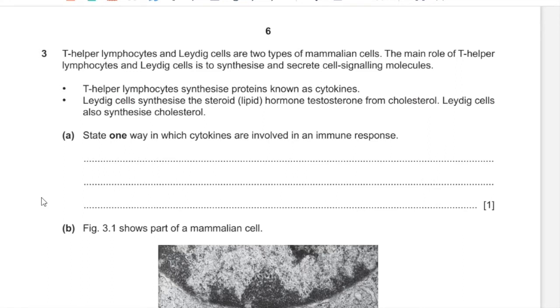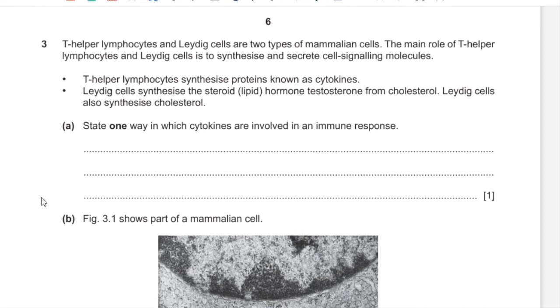Question 3. T helper lymphocytes and Leydig cells are two types of mammalian cells. The main role of T helper lymphocytes and Leydig cells is to synthesize and secrete cell signaling molecules, where T helper lymphocytes synthesize proteins such as cytokines, and Leydig cells synthesize the steroid or lipid, which is the hormone testosterone, from cholesterol. Leydig cells also synthesize cholesterol.